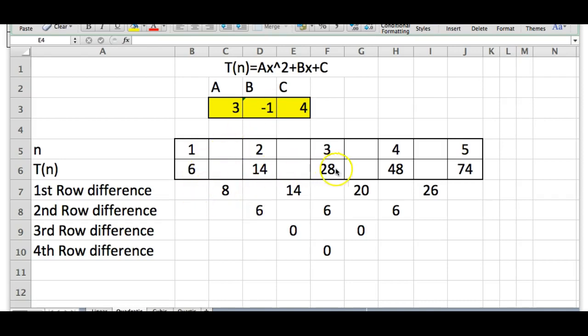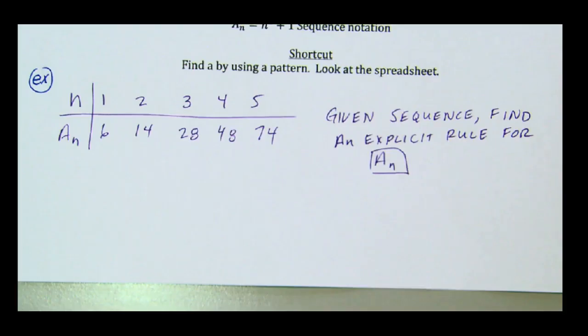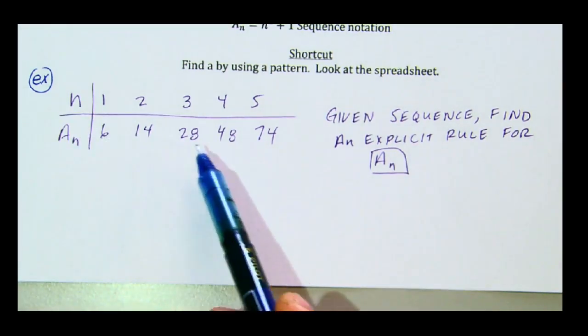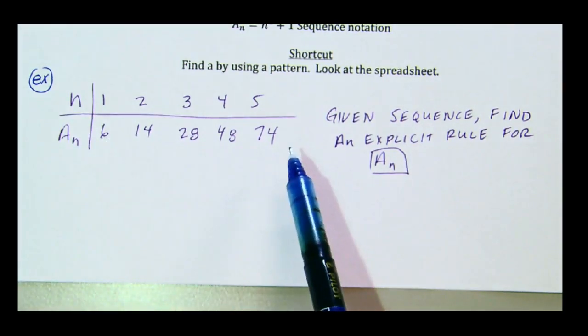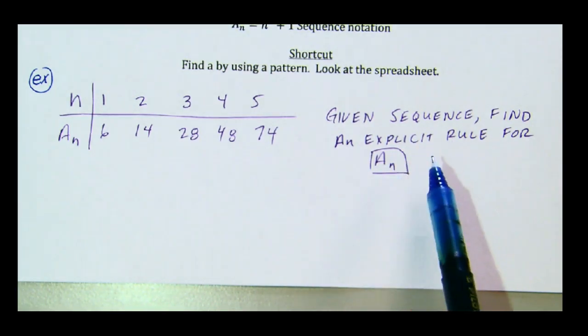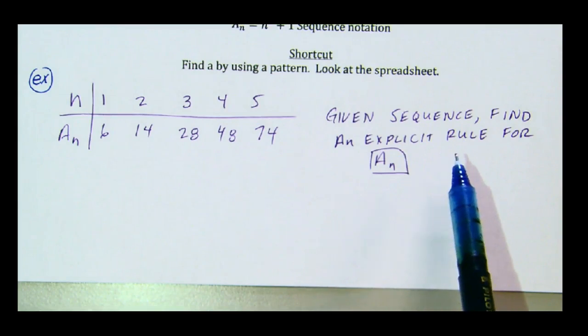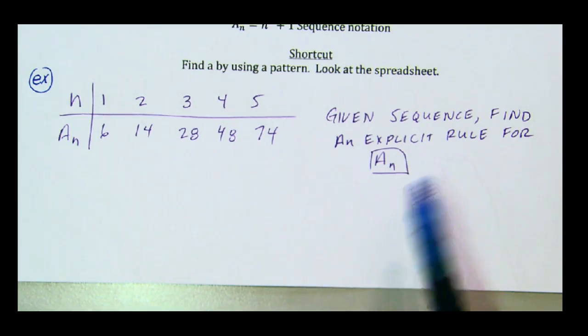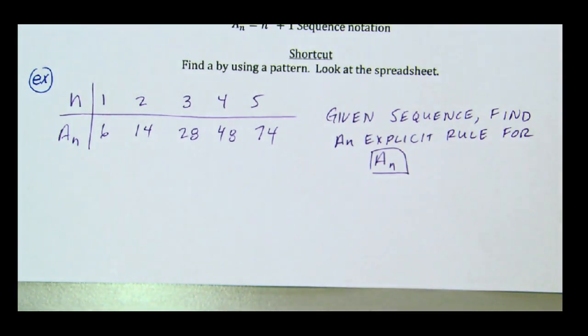So if I take this sequence, and you can put this on your notes now. So here's my example that you can write down. If I'm given this sequence, 6, 14, 28, 48, 74. Given that sequence, I want to find an explicit rule for A sub n. I've been calling it a quadratic generator, but really these are explicit rules. So either way that we ask the question, that's what we're doing.